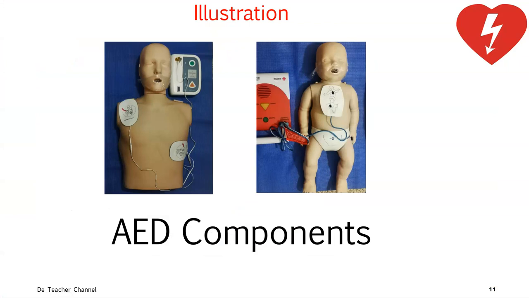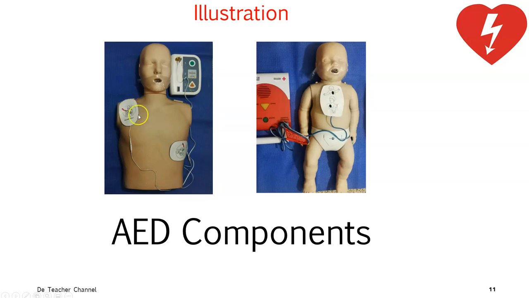So this is the illustration. So you can see the patient. This is an infant. This is an adult. So the pads are already placed on the bare skin of the patient. So you can see the device, which is the machine itself, the pad, and then the connector. So the connector links the two ends. The machine and pads are the two ends connected by the connector. So this is the bridge through which information or communication goes from one end to another.